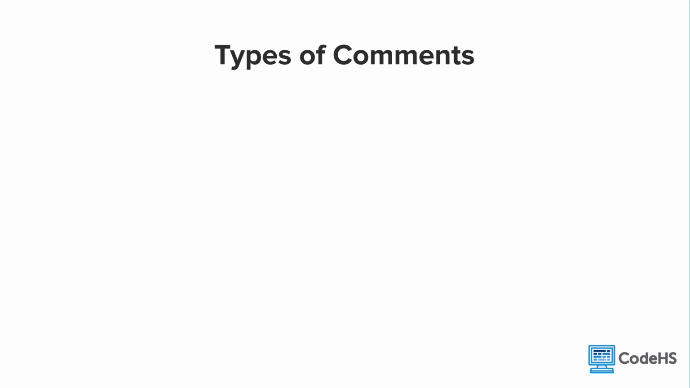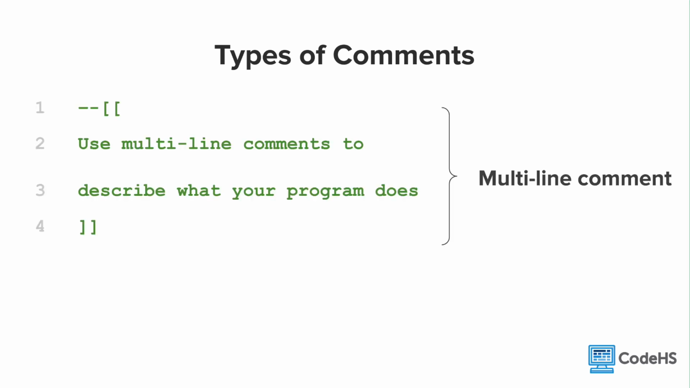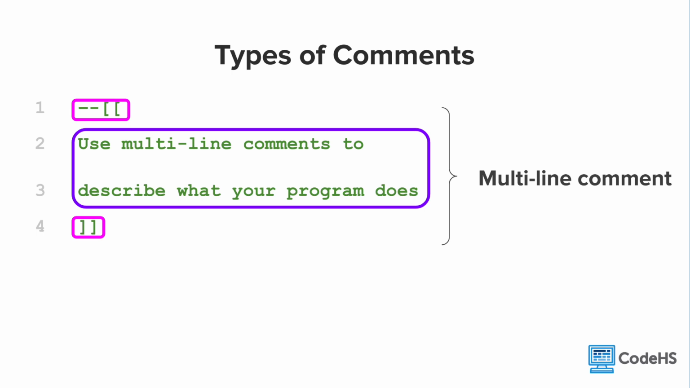There are two different types of comments in Lua. Multi-line comments, also known as block comments, are used to describe large sections of code and your overall program. These comments start with 2 dashes followed by 2 brackets, and end with 2 brackets. Everything between the starting and ending marks is ignored by the computer. It's there for the human to read.